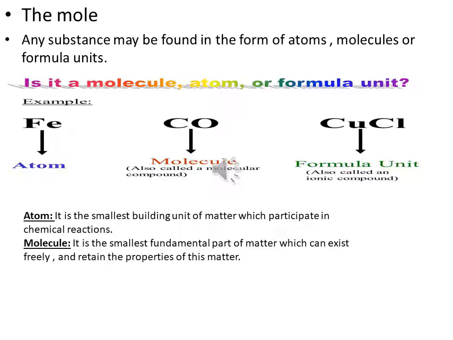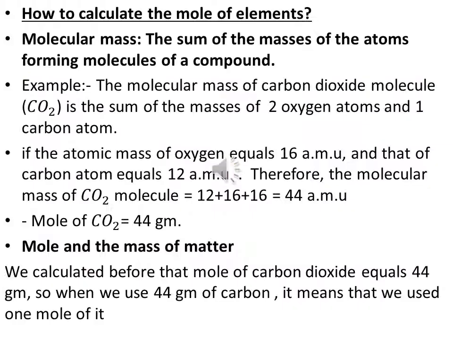Atom is the simplest building unit of any metal which participates in the chemical reaction. Molecule is the simplest fundamental part of matter which can exist free. How to calculate the mole of elements? First, we must find the molecular mass.